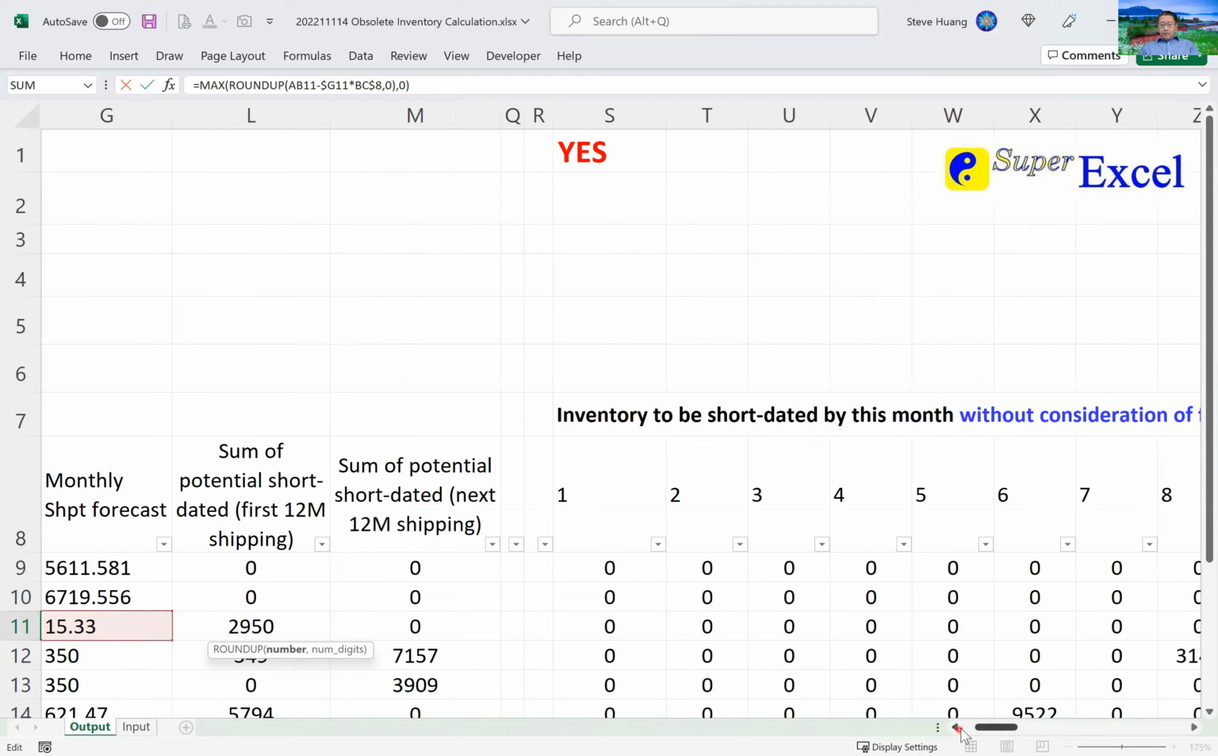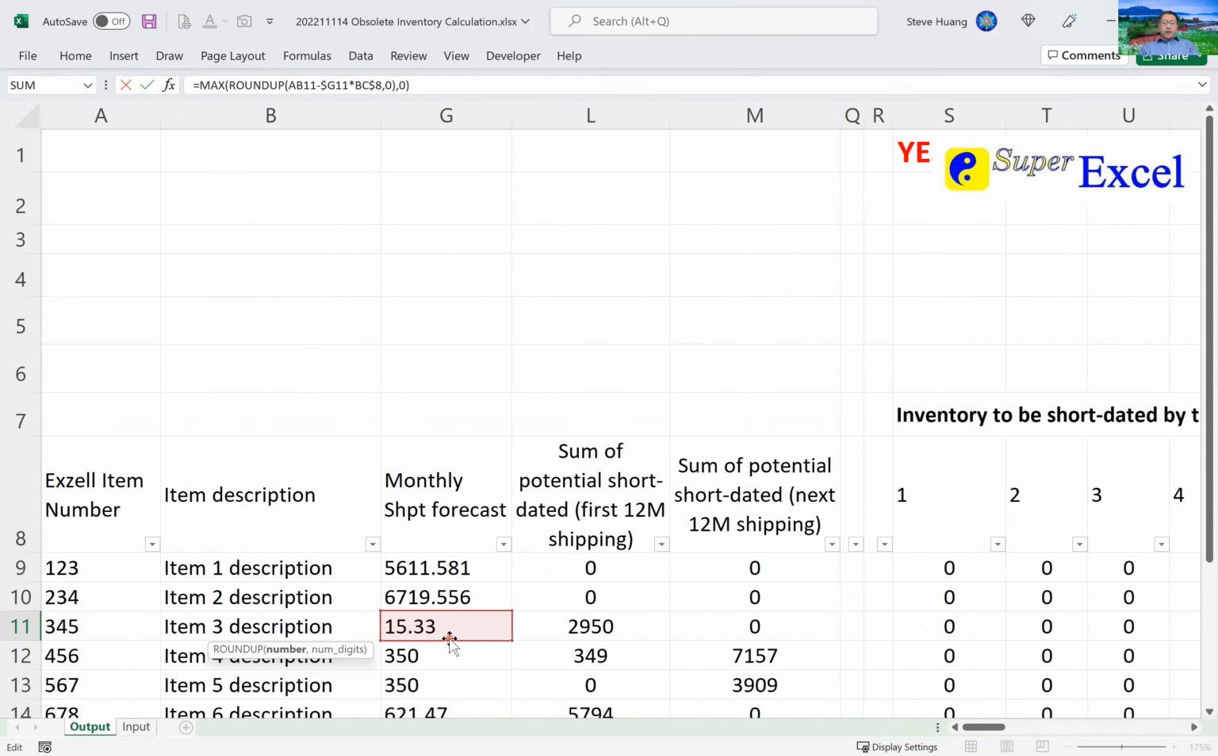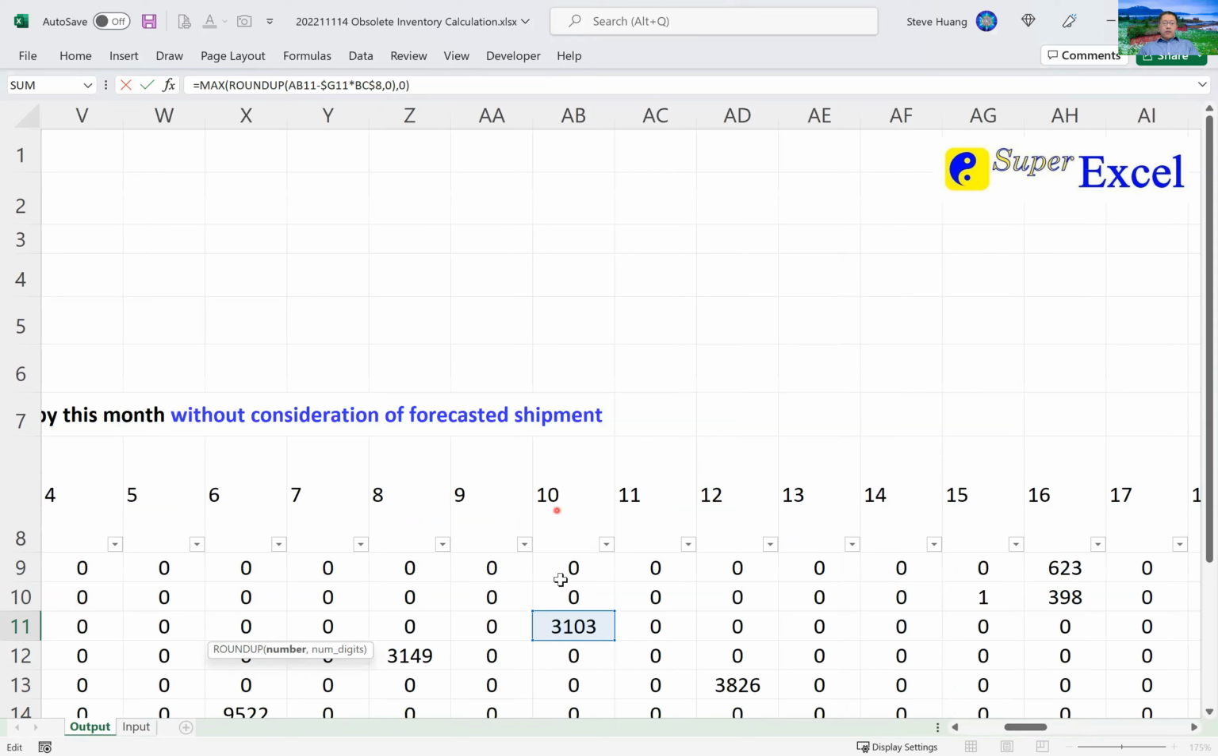For the third item, we have a monthly shipping forecast of 1,533 units. And in the 10th month, we would have 3,103 units of inventory to be short dated. After this month, they will be short dated. You cannot ship them to the customer anymore.